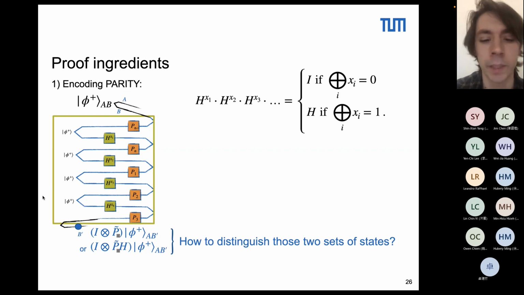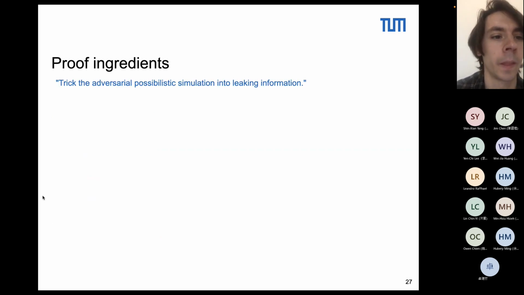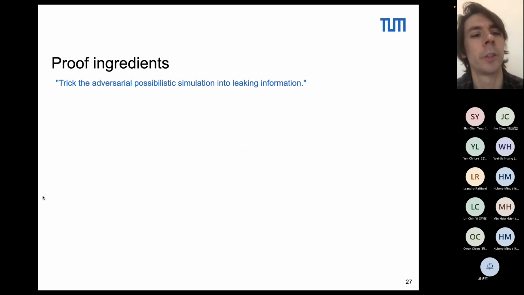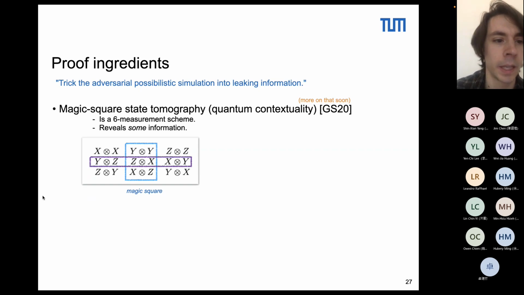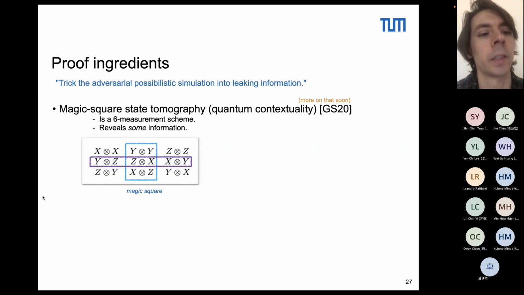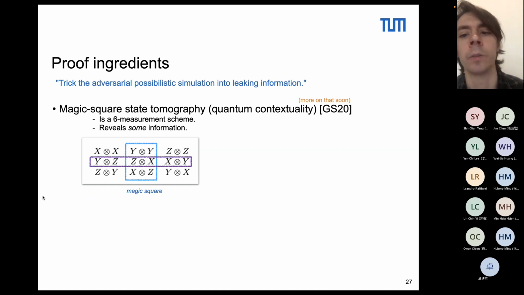So the next step is essentially how can we distinguish these two sets of states even if they are completely mixed. If you have only one copy, this state is completely mixed. So the idea is how can we trick the adversarial possibilistic simulation into leaking information about what is behind this Pauli noise, behind this quantum one-time pad. I will talk more about it in the next slides, but the idea is that we're going to do this magic square state tomography, which relies on quantum contextuality.